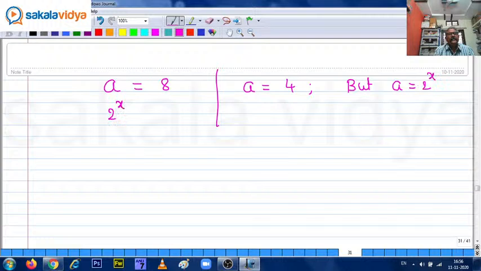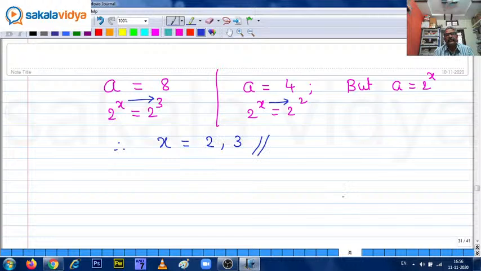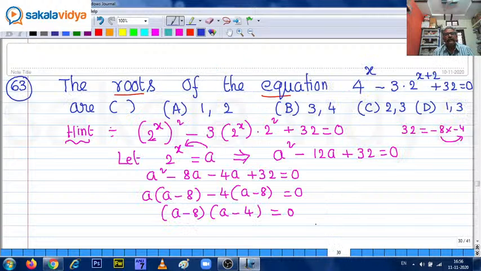This 2 power x is equal to, we can write 2 cube. Now 2 power x is equal to, we can write 2 square. So that means x equals 3, x equals 2. Therefore, x is equal to 2 comma 3. This is the answer. Yes, option C is the right option.